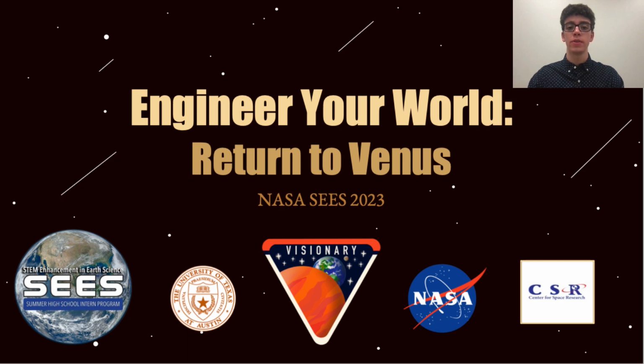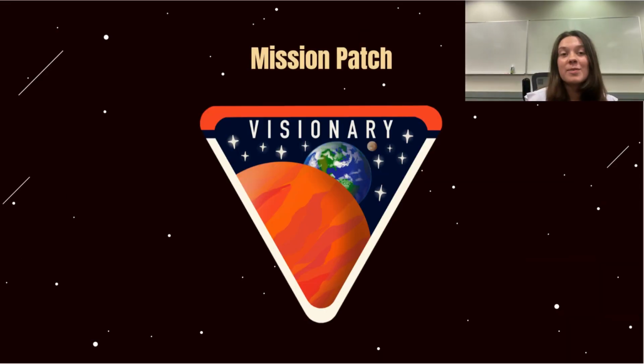Our team consists of 10 people, but to increase productivity, we split into 2 teams of 5, Team Alpha and Team Sigma. This is our mission patch. Its V-shape represents Venus and our visionary mission, and the design itself displays Venus, Earth, and a distant exoplanet, similar to the exovenuses we hope to utilize our research to study. Now we will introduce members of our team from all across the country.